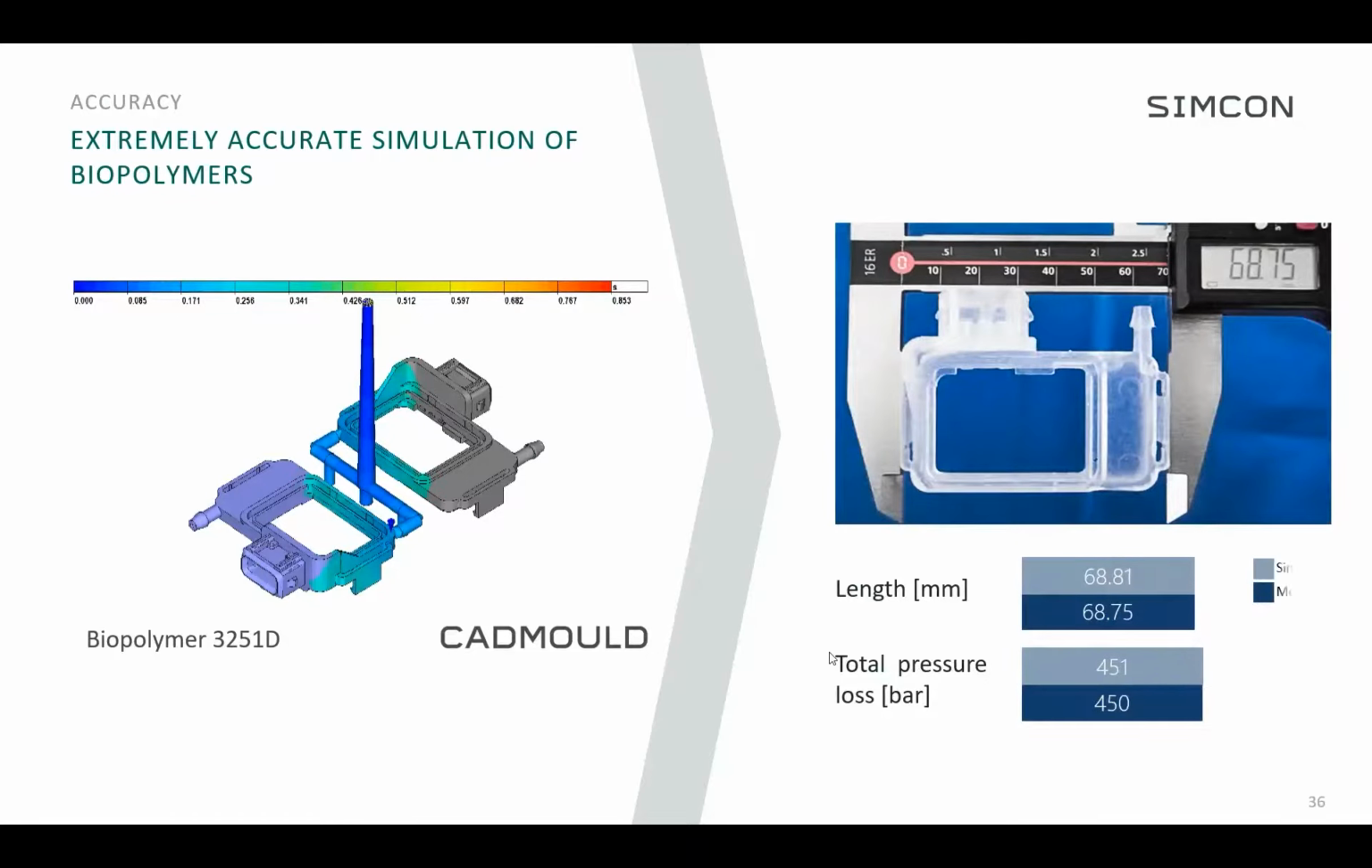The accuracy of the simulation is also really good for biopolymers. So interesting how this relates to the material database, with the interest in biopolymers nowadays. The simulation relating to actuality is within 0.1 millimeters in size, and the pressure loss is again within 1 bar of the true value. So really interesting how the simulation is so true to what is reality.